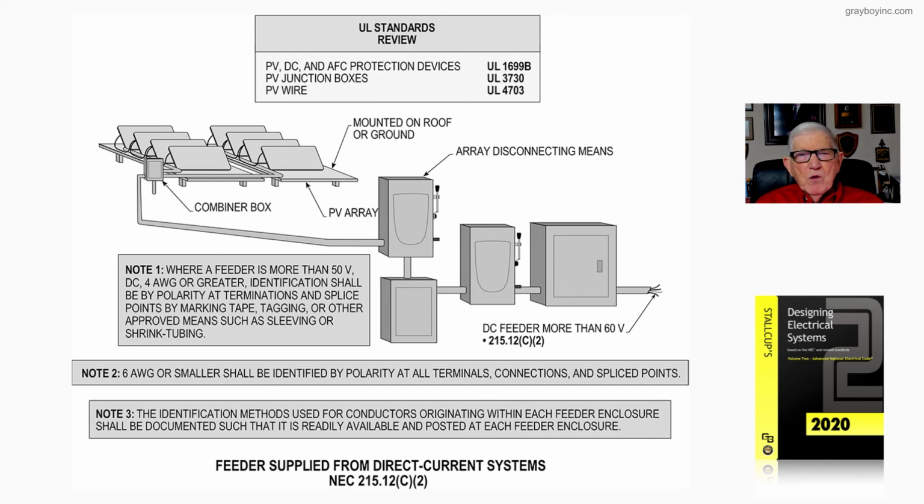And so they're pointing out here that identification or color coding would be required for DC systems, which would be different than AC systems. And that's what this figure 15-15 is warning about and telling you to identify them properly as DC circuits and not AC circuits.